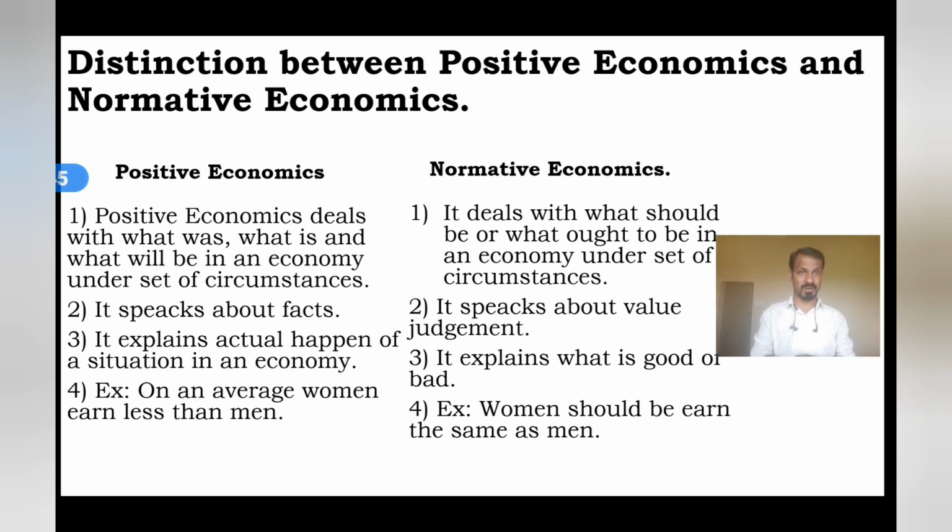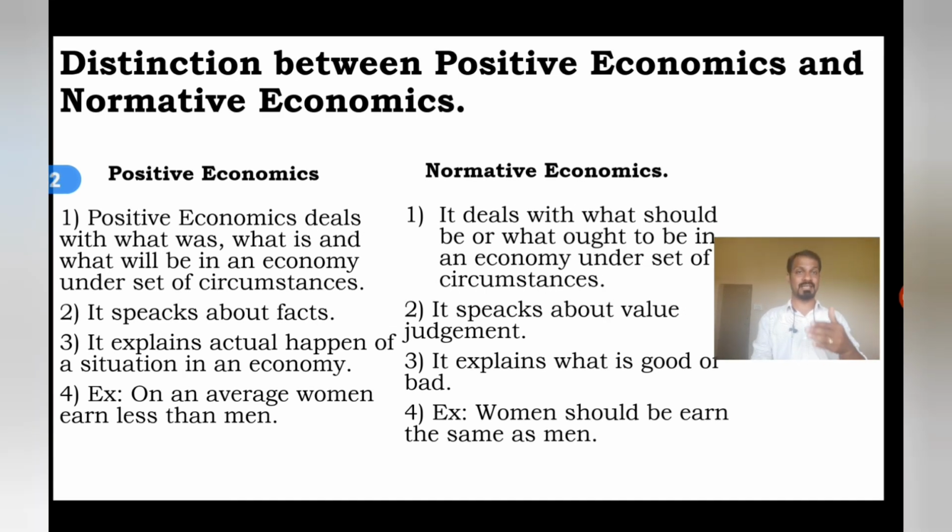If we come to normative economics, here it speaks about value judgment. We cannot find the exact figures, but we can say that if we behave like this, we can get that kind of result. So if I walk towards this side, I may cross that destination, I may or may not. I have not yet crossed it. In normative economics we study that if I go towards that side, I may cross that road.